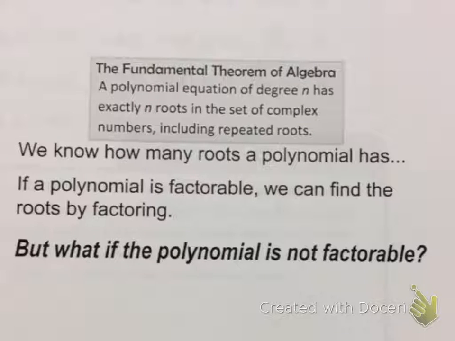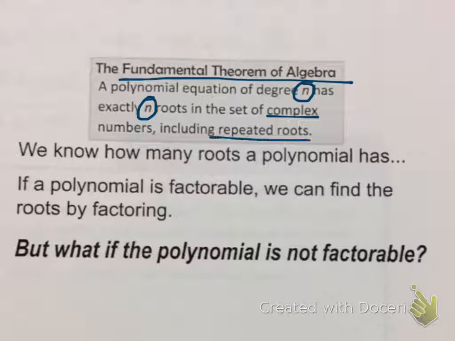Alright, and then just another reminder about the fundamental theorem of algebra. It says if we have n as our degree, it means we have n roots. This could include complex roots, real roots, repeating roots, any kind of roots. So what are we going to do when the polynomial is not factorable? We're going to do something called the quadratic formula, or we're just going to solve it if we can.